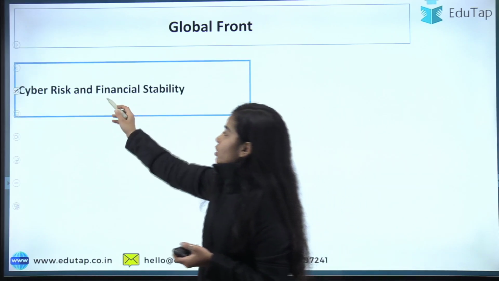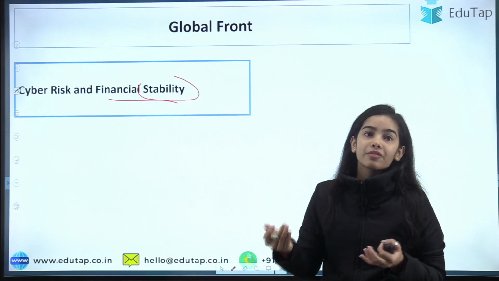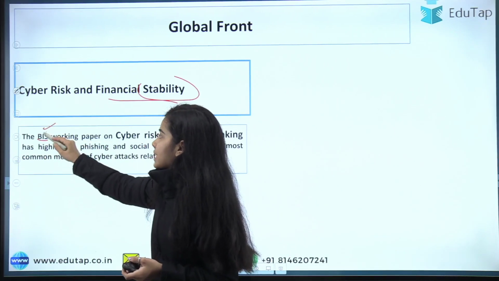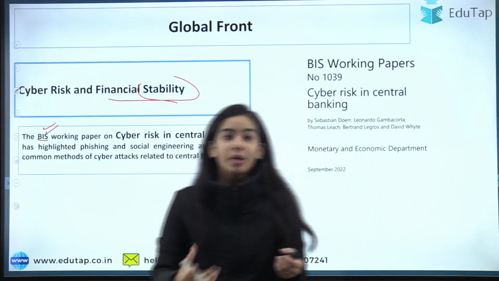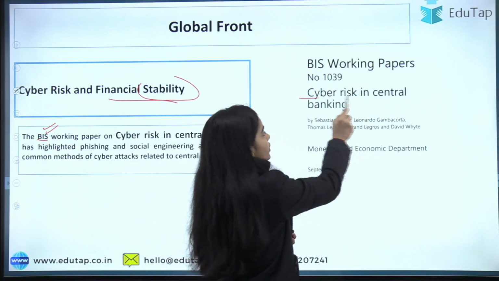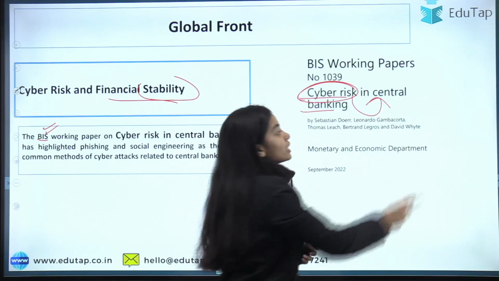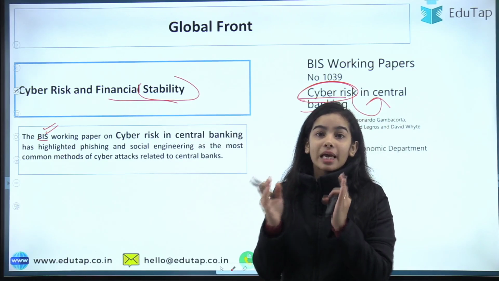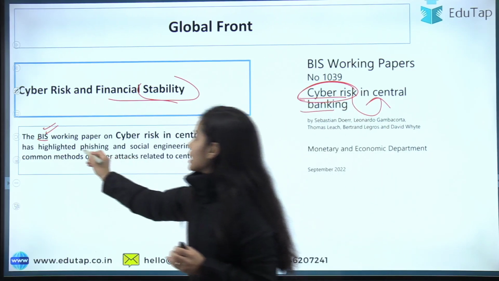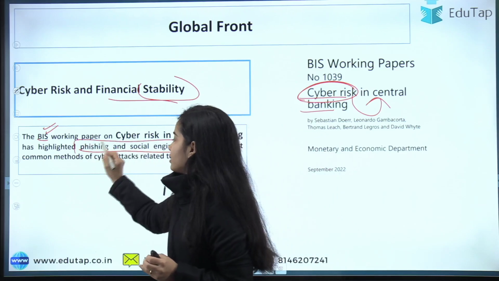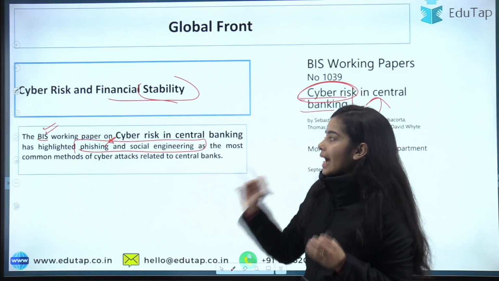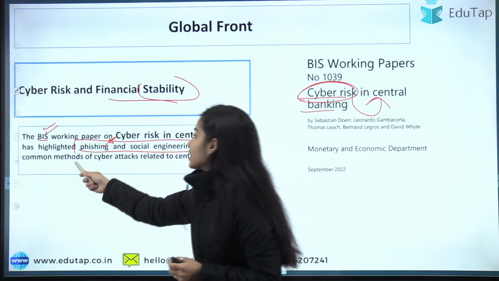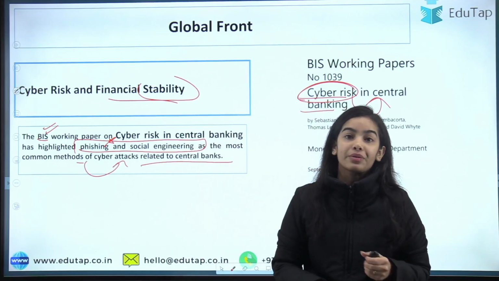Now cyber risk is also there, cyber risk and financial stability. We are going to see this. The BIS, that is the Bank for International Settlements, has given a working paper on cyber risk in central banking. So there is cyber risk coming to the central banks also, and the most common kind of cyber risk coming to the central bank is phishing and social engineering. The BIS working paper has highlighted phishing and social engineering as the most common threat in cyber attacks related to central banks.